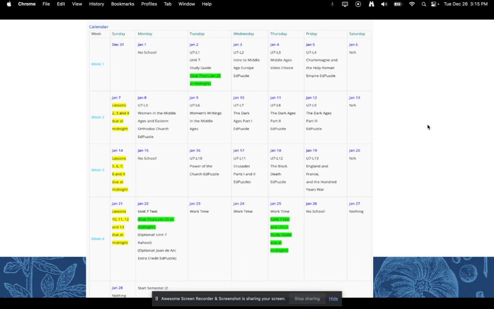So here's a screenshot of our calendar for Unit 7, and as you might have guessed, or maybe it's a surprise to you, it takes us all the way to the end of the second semester. Yay! That's pretty exciting. Yep, last unit of the semester. So just note that the semester ends on January 25th.